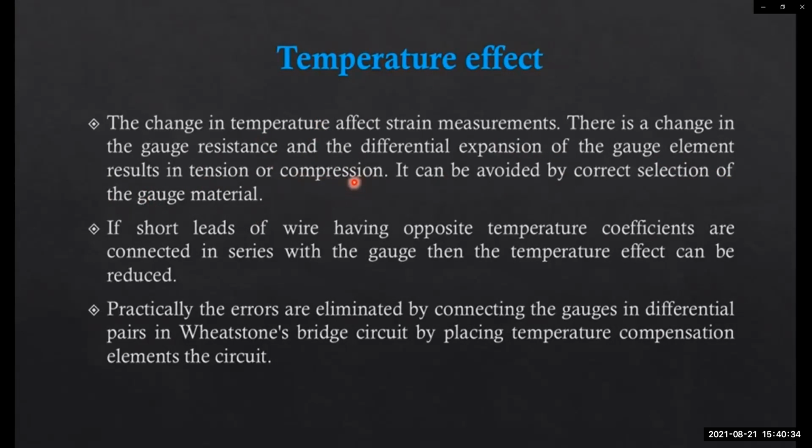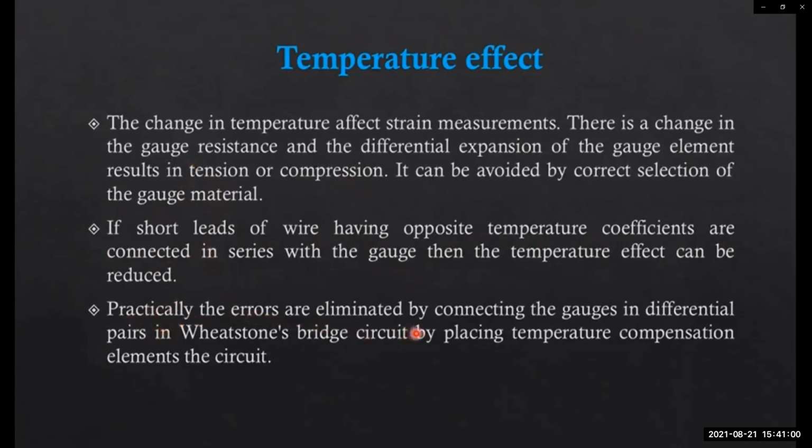So lots of error are going to be introduced in our measurement. If short leads of wire having opposite temperature coefficient are connected in series with the gauge, then the temperature effect can be reduced. Because if our strain gauge material has a positive temperature coefficient, we can directly connect it with a negative temperature coefficient material and eliminate both effects, right?